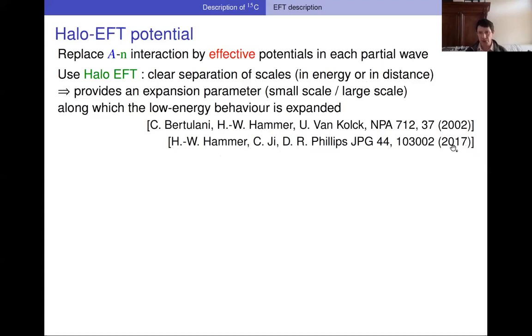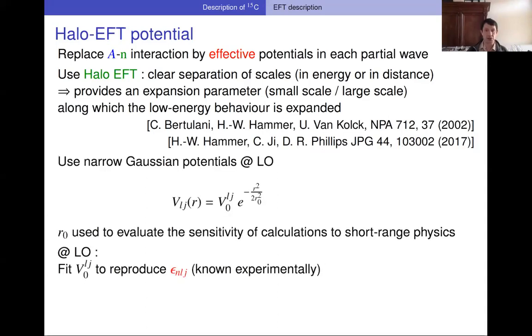In 2017, so 3 years ago, a nice review article was published in Journal of Physics G on the subject. The basic idea of this Halo EFT, because you do that expansion, is to assume that all the short-range physics is put under the rug, and that you don't care about that short-range physics. So you replace your interaction by a contact interaction. We don't use a purely contact interaction. What we use is a Gaussian, so we regularize that contact interaction and we have a Gaussian form.